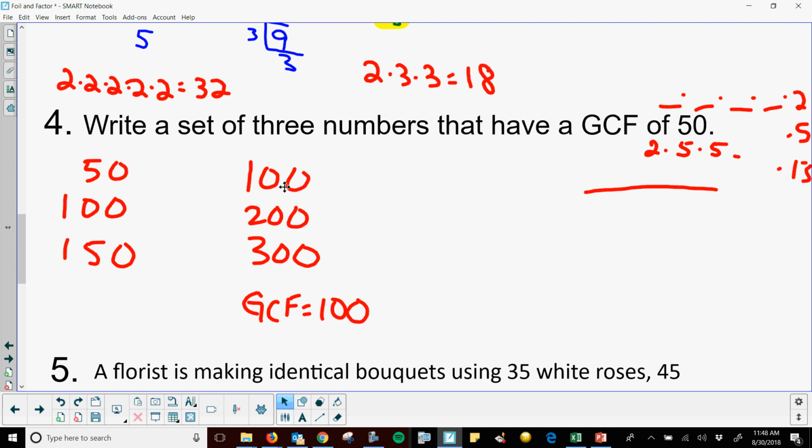This would be 2, this is 4, and this is 6. 50 can go into all of these, but it's no longer the greatest number that can go into all of them. That now belongs to 100. So that's why it is no longer a greatest common factor of 50. So just be careful.